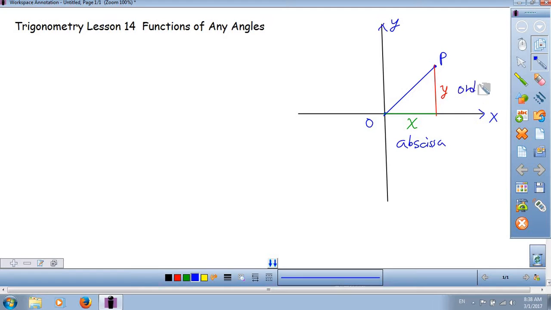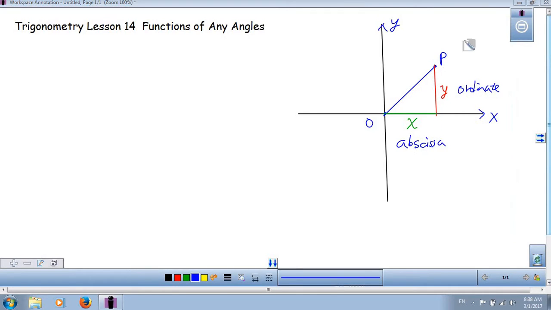And the distance from the point P to the x-axis is called y. It's called the ordinate. Those two are very important values because they give us the coordinates of any point on the rectangular coordinate system, which is x and y. We are very familiar with this: we count the horizontal units, then we count the vertical units, the x units and y units, and then we end up at point P, which has an x and y coordinate. For example, if P is (3, 4), then x is 3 and y is 4.